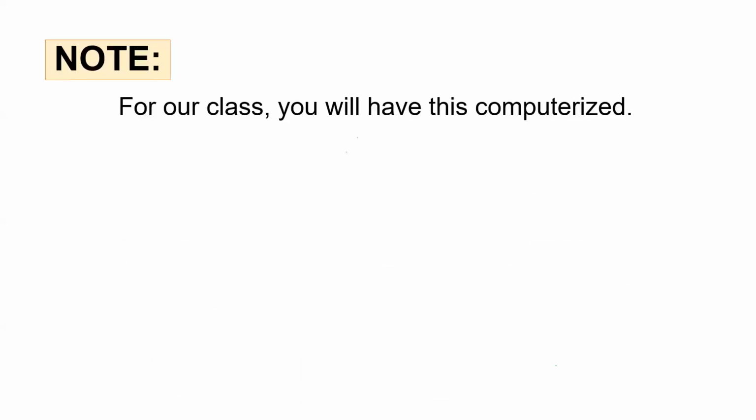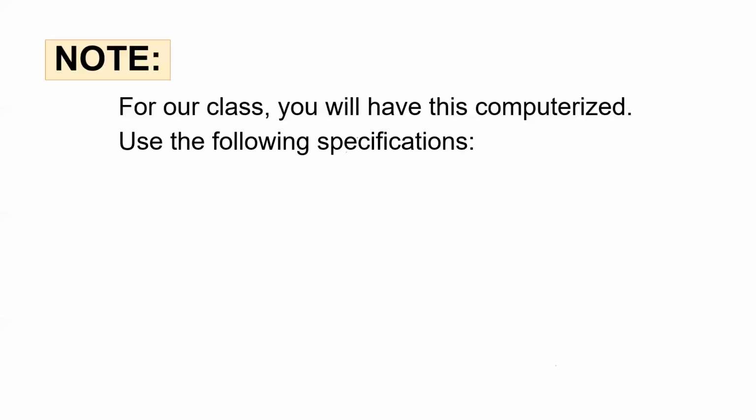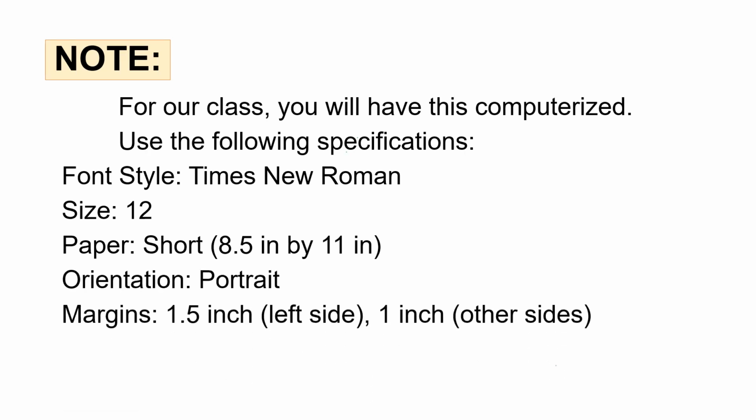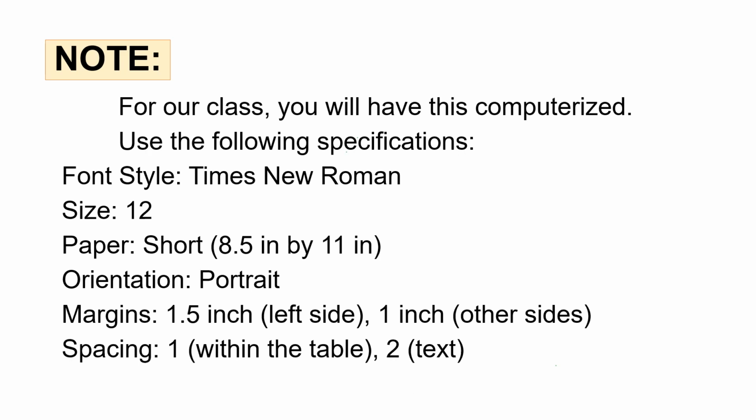And take note, it varies again per institution. For our class only, use the following specifications. Use Times New Roman, font size 12, in a short size bond paper. The orientation is portrait. The margins are 1.5 inches on the left side and 1 inch on the other sides. And the spacing within the table is 1, and within the text is double space or 2. Don't worry, you will also be provided with this information later.